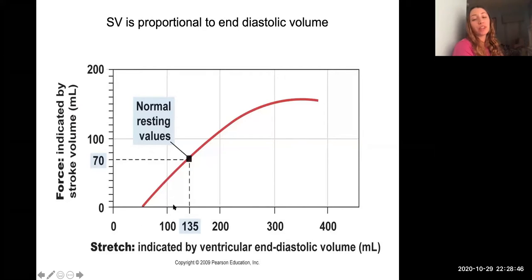All right. So this is just showing you that the end diastolic volume is directly proportional to the stroke volume. The initial stretch of the myocytes of the ventricles, indicated by the ventricular end diastolic volume, is directly proportional to the force of the myocytes to push the blood out of the ventricle into the systemic circuit.